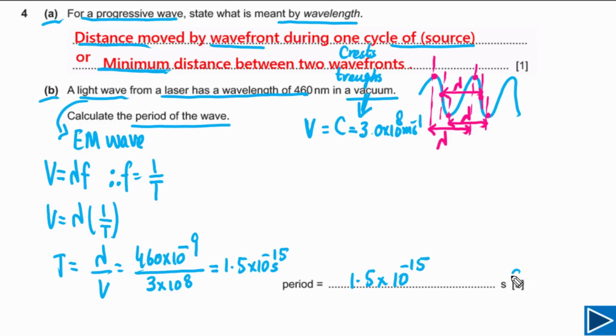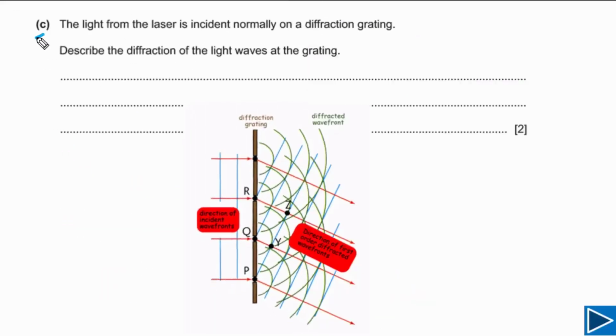This question has 3 marks. The first mark is if you have written this expression, you will get the first C mark. The second C mark is if you have plugged in these values. And the last mark is the answer mark, and this is A1. So this is the final answer mark. If your answer is right, you will get full marks.